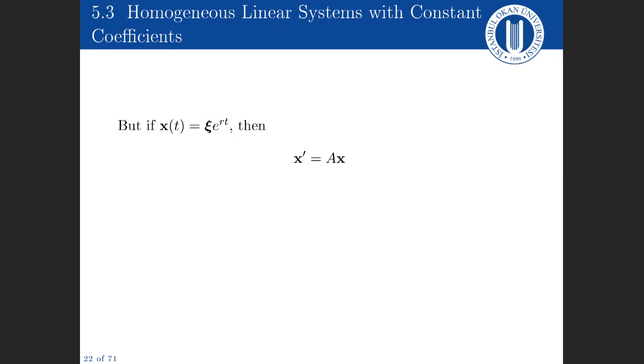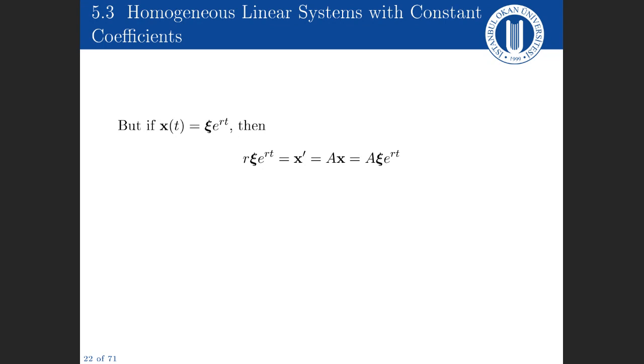Let's test our guess. We want xi e to the power rt to solve the differential equation x prime is equal to Ax. I'm going to substitute this in. Instead of x, I'm going to write xi e to the rt. The derivative: xi is a constant vector, we don't need to differentiate that. The derivative of e to the rt is r e to the rt. So we get r xi e to the rt. And we can also put this instead of the x on the right to get A xi e to the power rt.